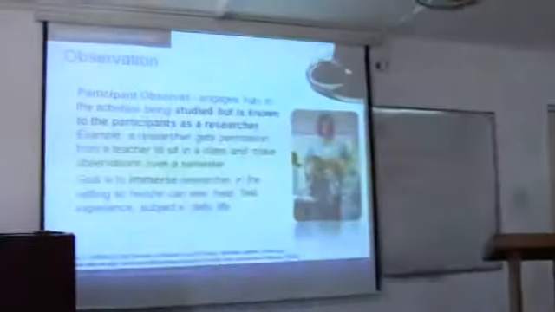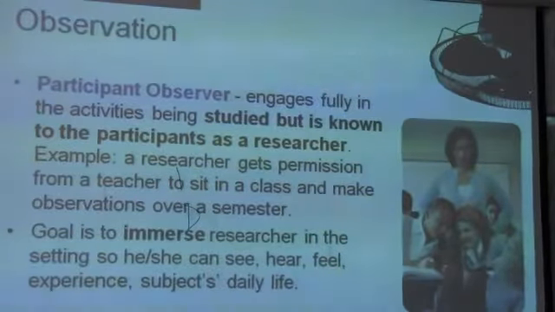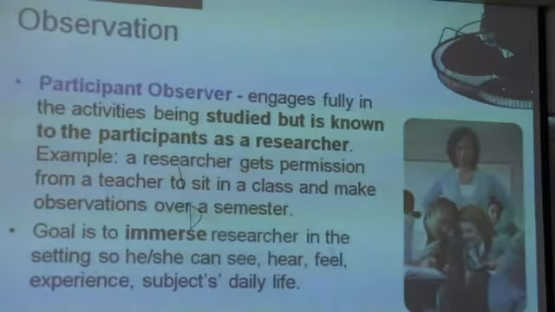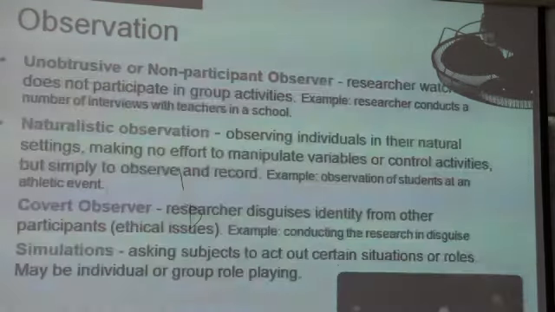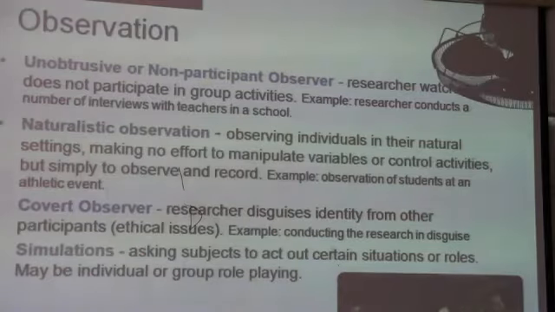Now beyond that, we have observation. Observation is what we try to observe and then learn from our subjects. So we are not asking questions, but we observe. We have the participant observer, in which the person asks permission before he comes to do observation. So you ask permission, and a classmate or teacher sits down behind there, then observes the people who are in the classroom. Then you also have unobtrusive, or non-participant observer. The researcher watches but does not participate in group activities.